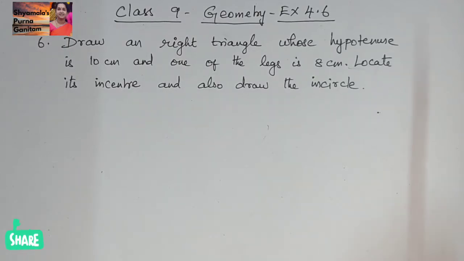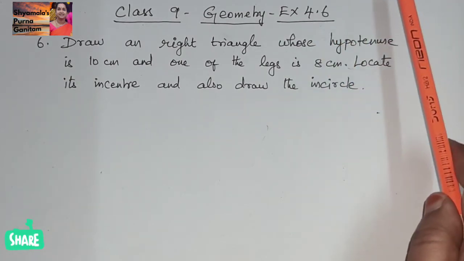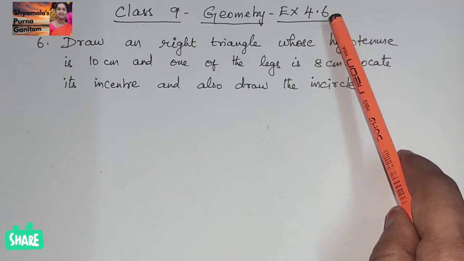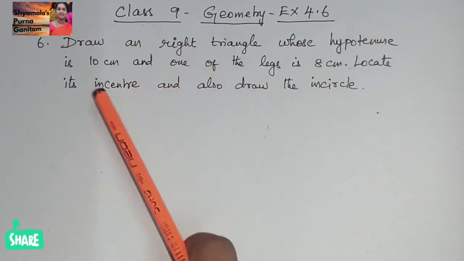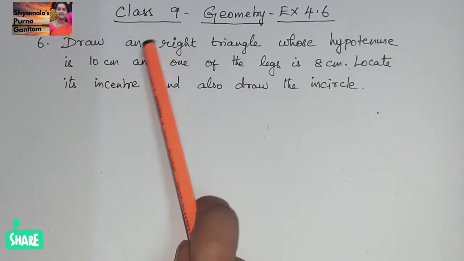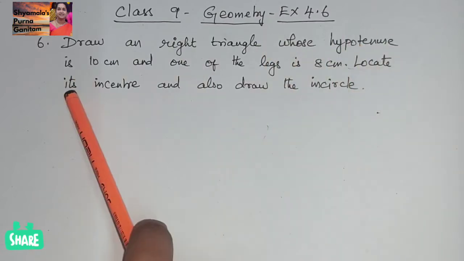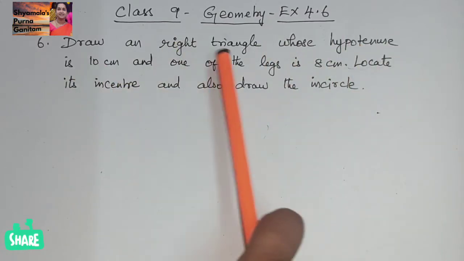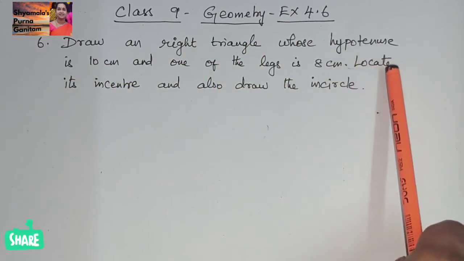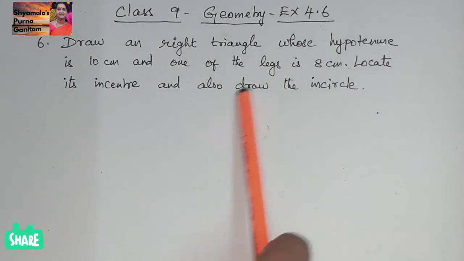Good morning students. In this class, I will be doing class 9 Samacheer Kalvi syllabus or matriculation syllabus, 4th chapter, geometry. Exercise 4.6, 6th sum: Draw a right triangle whose hypotenuse is 10 centimeter and one of the legs is 8 centimeter. Locate its incenter and also draw the incircle.